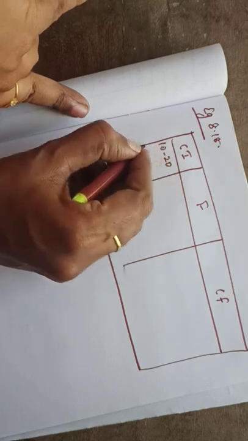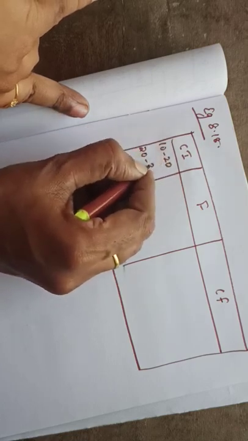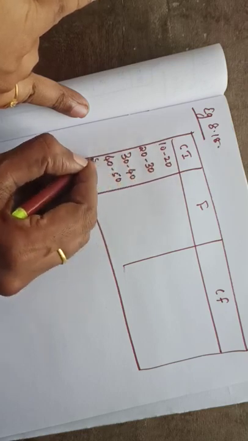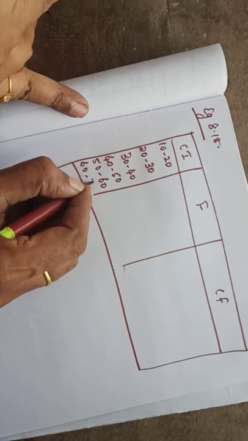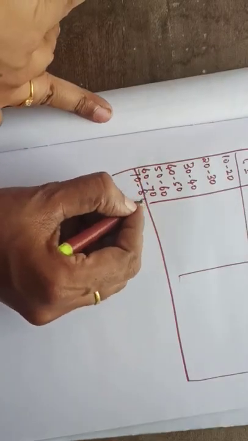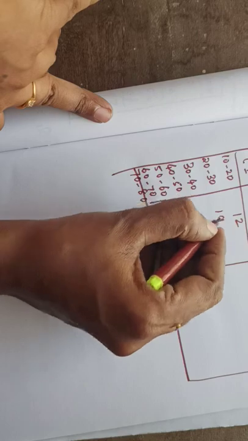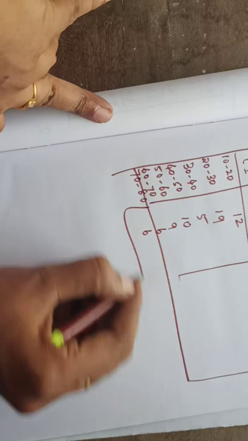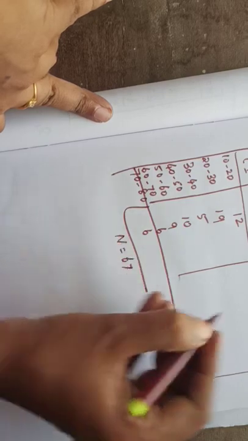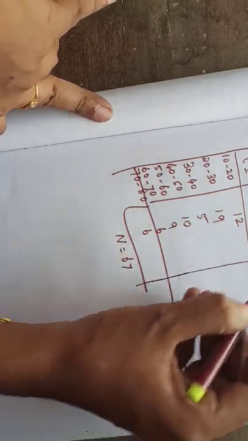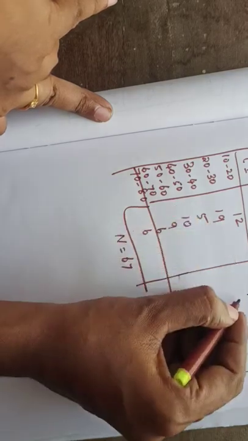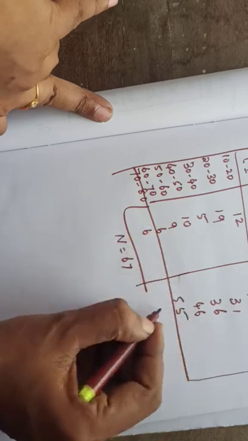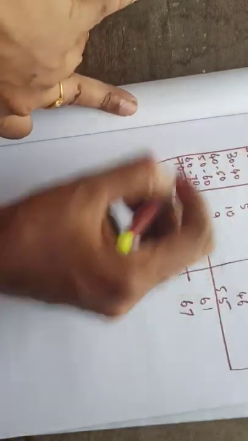So 10 to 20, 20 to 30, 30 to 40, 40 to 50, 50 to 60, 60 to 70, 70 to 80. The frequencies are 12, 19, 5, 10, 9, 6, 6. If we add them, the total is n equal to 67. First you find the cumulative frequency: 12, add 19, you will get 31, then 36, then 46, then 55, then 61, then 67. Write it correctly and neatly.